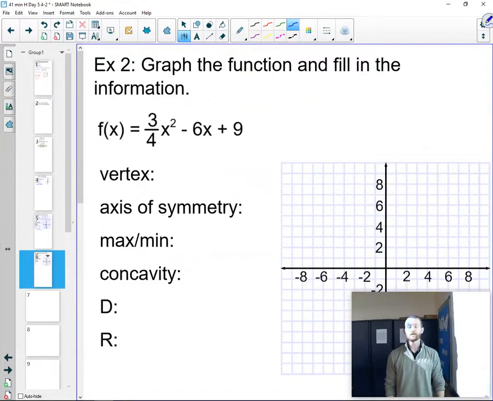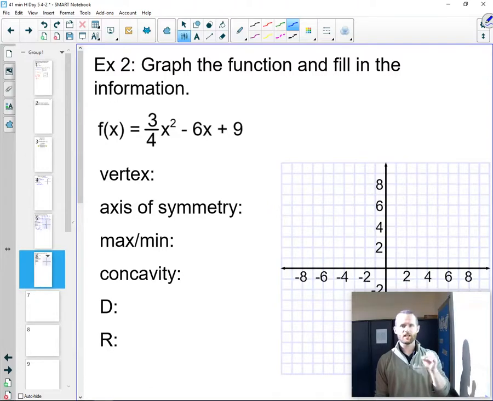Let's take a look at example 2. If you want to try this one on your own, you can. That's totally cool, but I'm just going to not waste any time and jump right into this. We're going to graph the function and fill in the information.